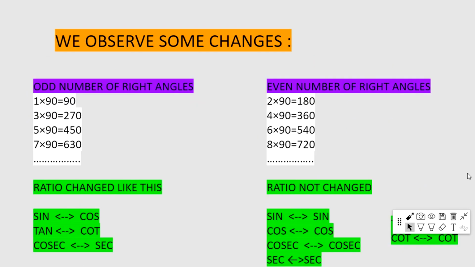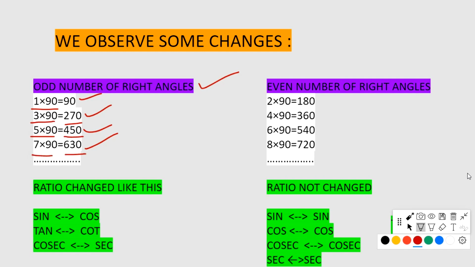What are the changes? Whenever the question gives an odd number of right angles, that means 90 plus theta or 90 minus theta, 270 plus theta or 270 minus theta, 450 plus theta or 450 minus theta, 630 plus theta or 630 minus theta, like this. These are odd number of right angles. 90 means 1 times 90, 270 means 3 times 90, 450 means 5 times 90, 630 means 7 times 90. So these are odd number of right angles.